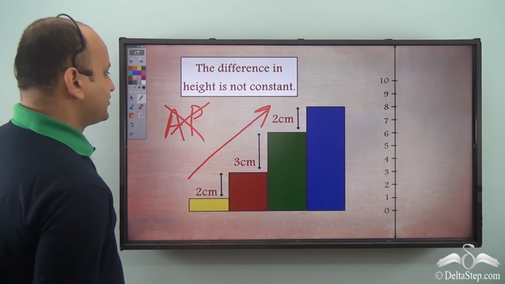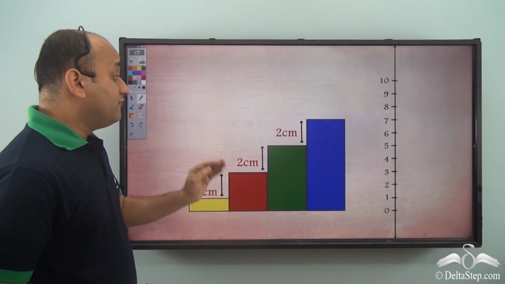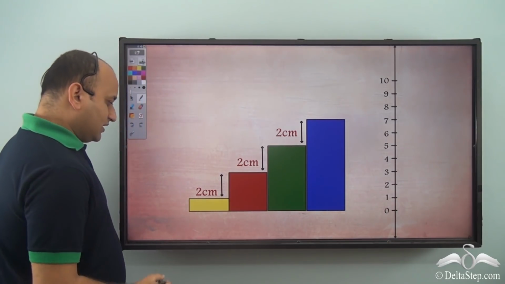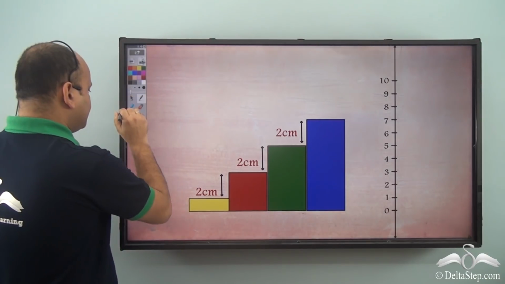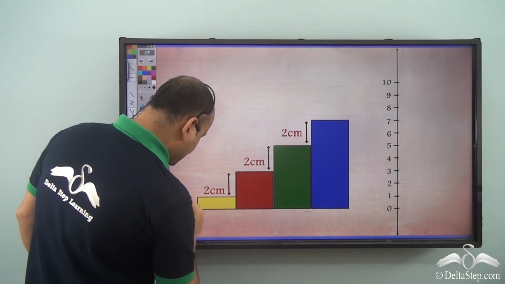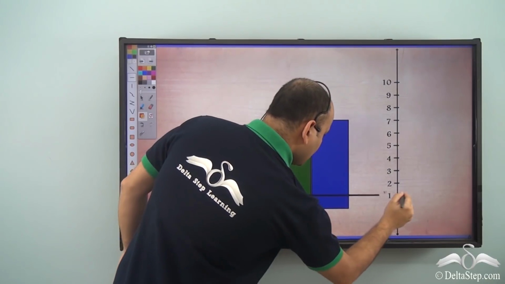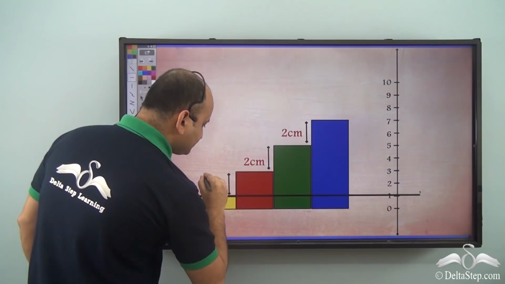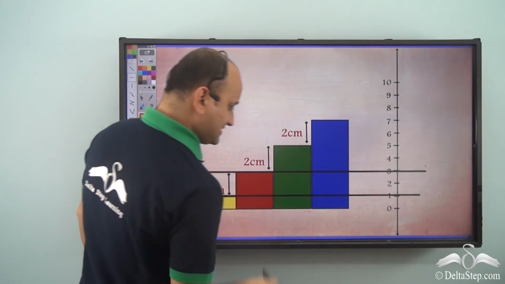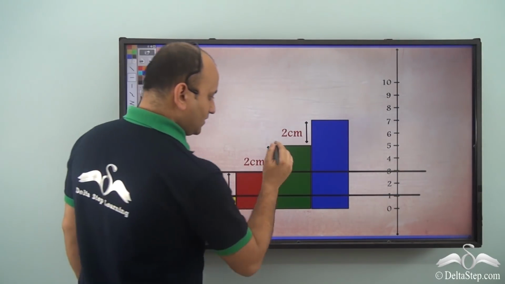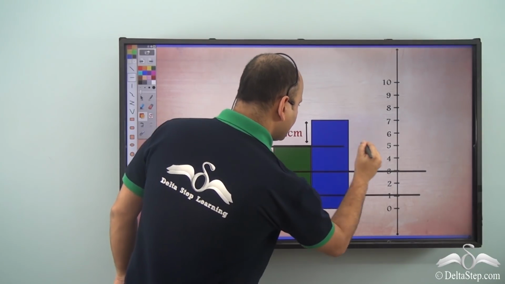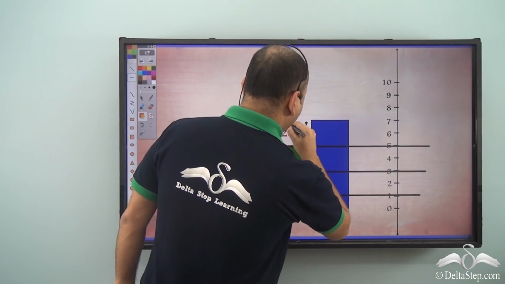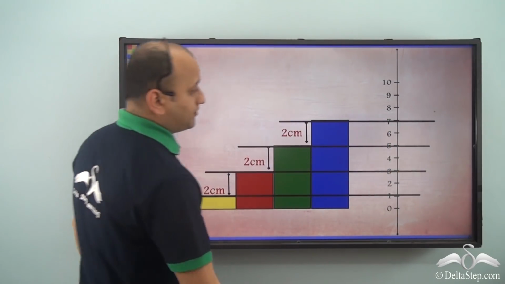Okay, let's see another example. Now, here we have another set of strips of paper. Here the length of the first one, let's see, is 1 centimeter. What about the second one? It's 3 centimeters. Now the third one, it's 5 centimeters. And then the fourth one is 7 centimeters.